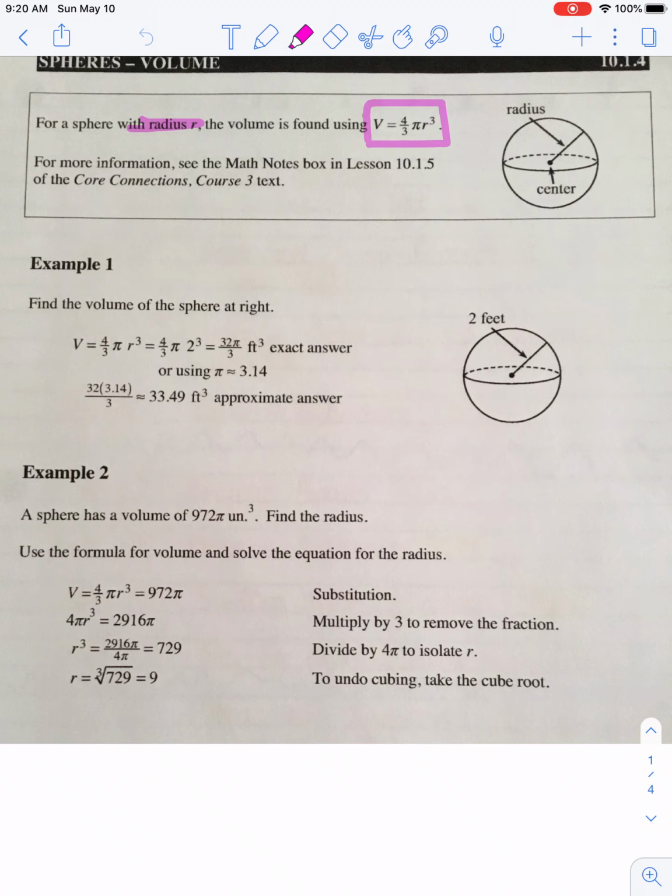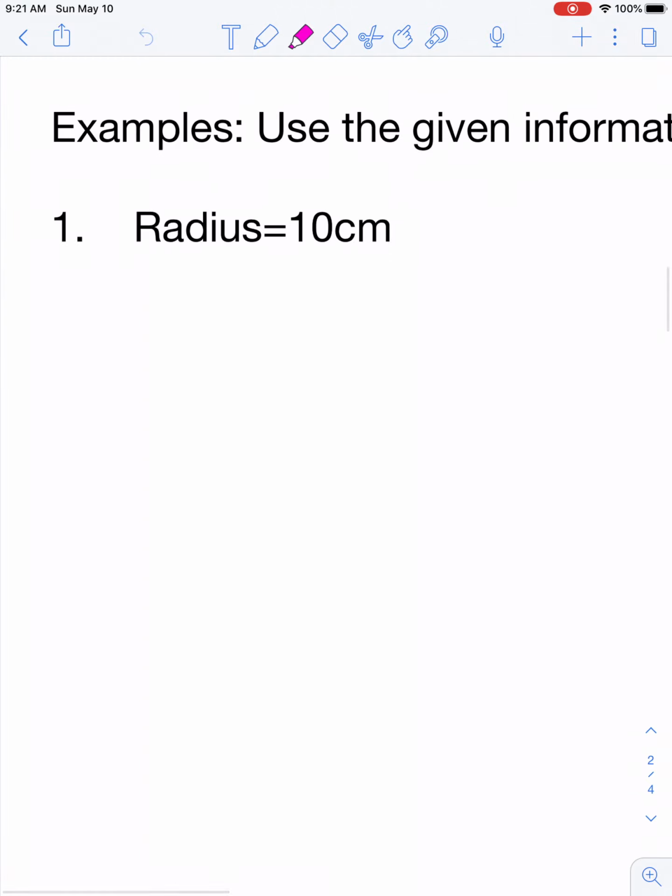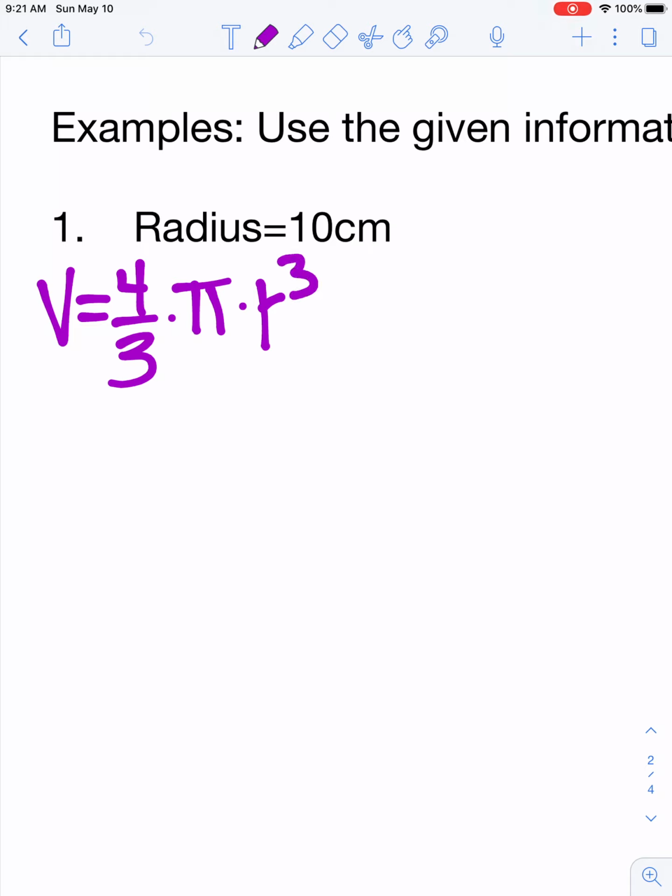Remember, when we talk about volume, we're talking about something that's cubed. So it makes sense that we would cube the radius. Okay, so we're going to use that formula and let's practice with a couple problems. So number 1 says the radius is 10 centimeters. So our formula is volume equals 4/3 times pi times the radius cubed.